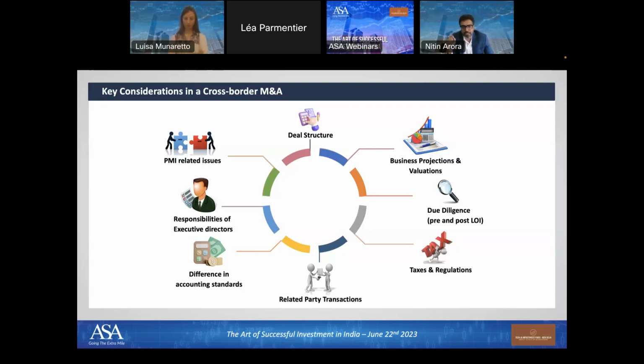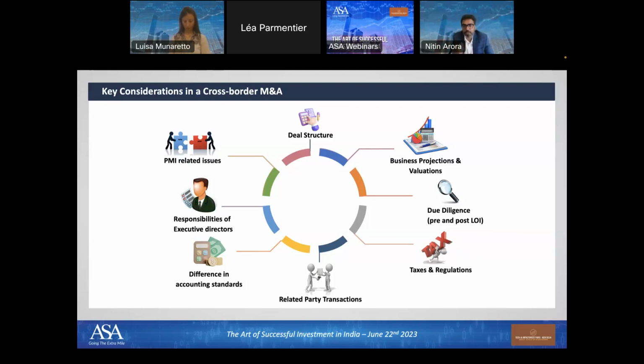And last but not the least is PMI, post-merger integration related issues. Again, mid-sized Indian companies do not have the habit of making a monthly reporting or monthly MIS. And it's again a cultural issue. Once you tell them that you have to submit your accounts in a particular format every month, it's a mental challenge and it's a roadblock.